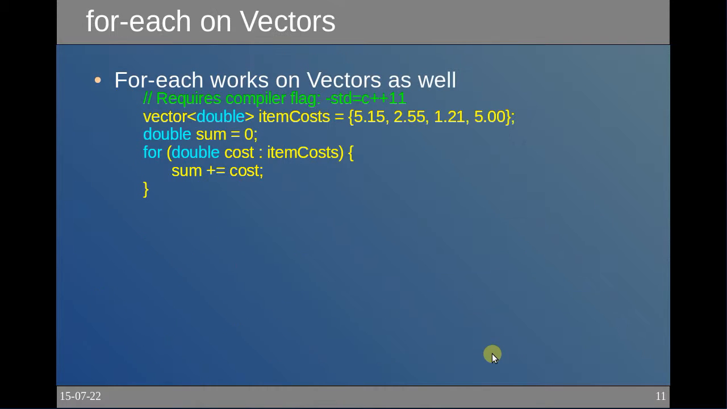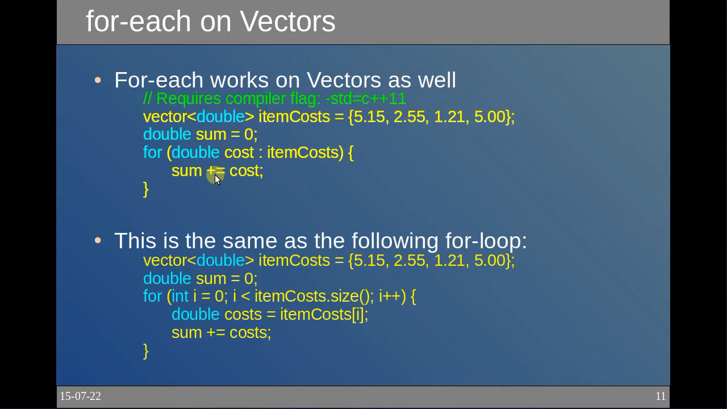Let's see a more complicated example. So imagine I've got a vector of doubles. I could go through them all and maybe I want to add them up. So here I can say for double cost in itemCosts, that's my vector up here, I want to say sum plus equals cost. So quite tight, quite concise code. Very, very easy to write and to just read through.